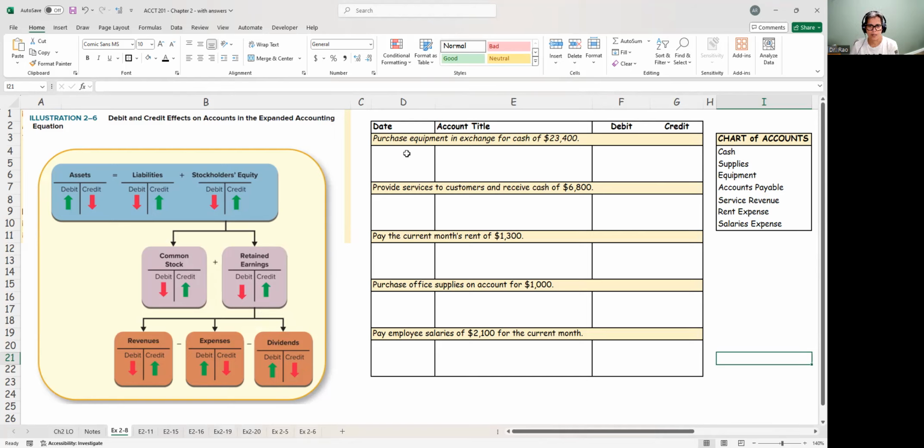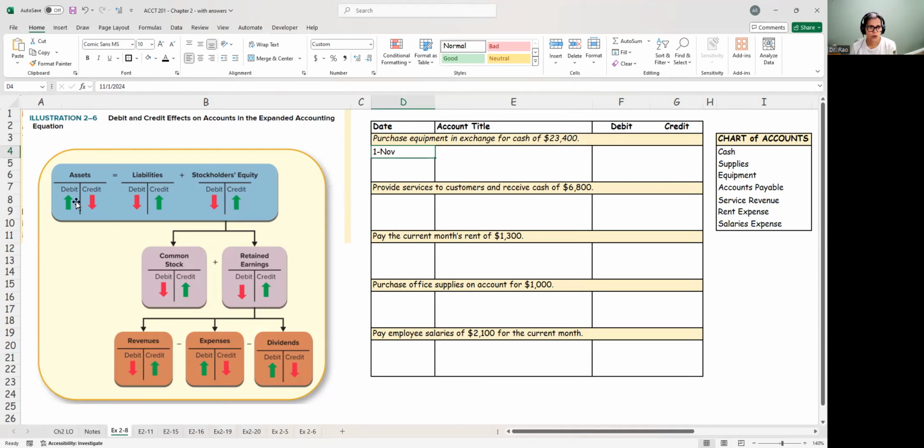So let's look at these transactions over here, and let's see what we have in the journal. To start with, every journal entry must have a date, at least 2 accounts affected, and the total debits must equal total credits. So let's start with the first one over here. We purchased equipment in exchange for cash. They've given us a date. They said it was all in the month of November. So the 1st of November, we gave cash and we got equipment in exchange.